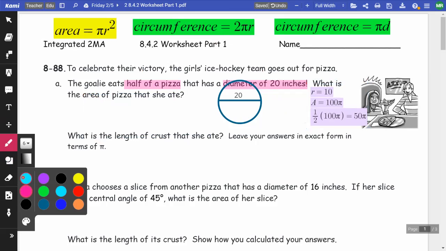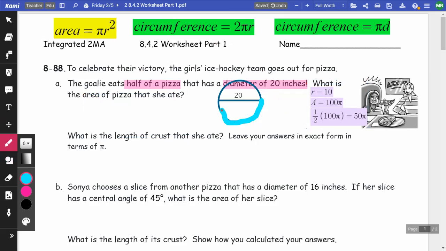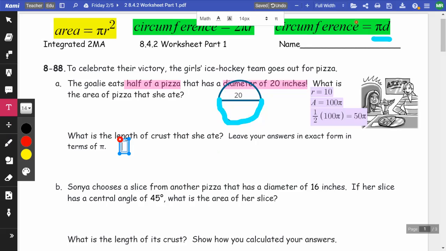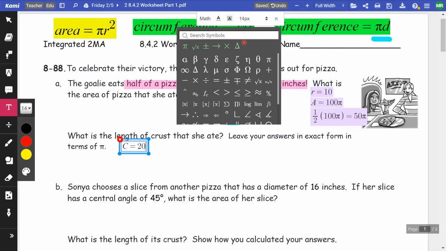So the length of the crust, we're looking, for example, here, to see what this is. So that is going to be circumference. And so circumference, I'm going to be using pi times diameter since I know my diameter. And so this is going to be the circumference of the whole entire thing, basically 20 pi.